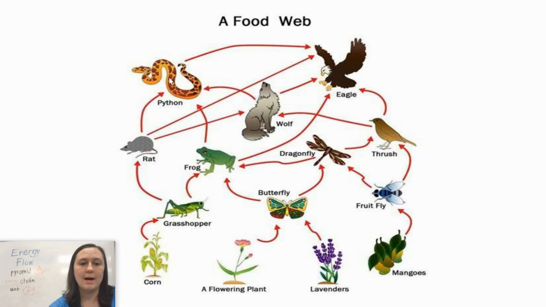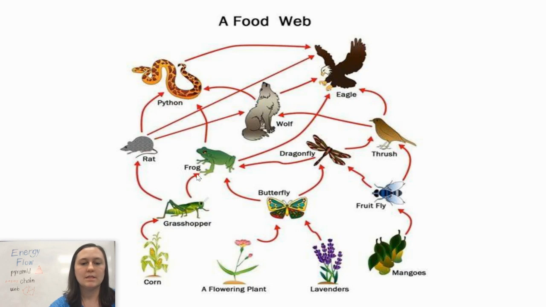Let's say the python. The python can be eaten by the eagle. The eagle, is it eaten by anything? No. So that would be considered an apex predator, because it's at the top of the food chain. Nobody can touch it. Top of the food pyramid, I guess we should say.